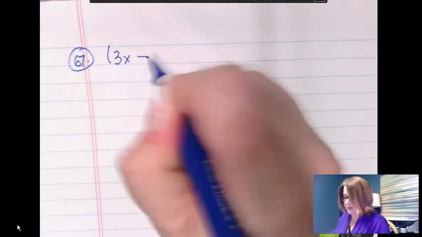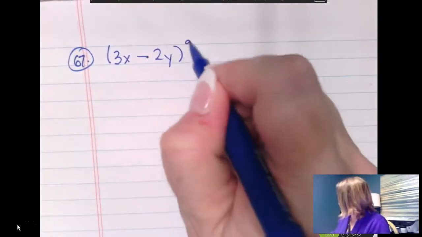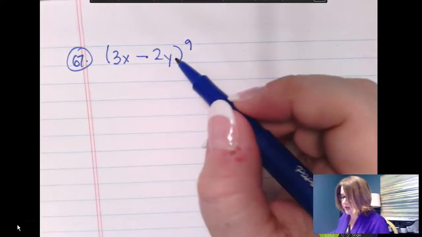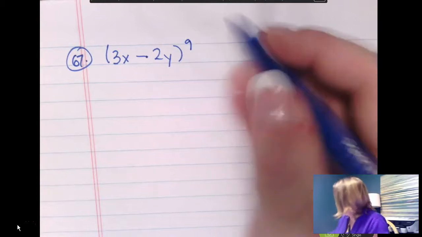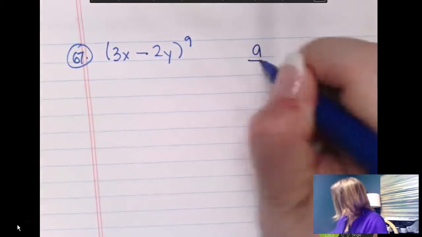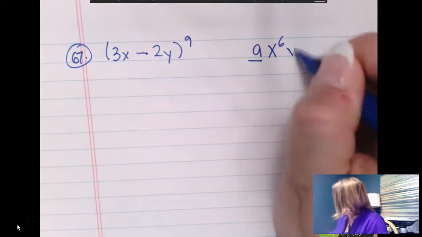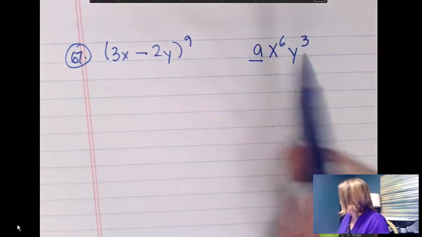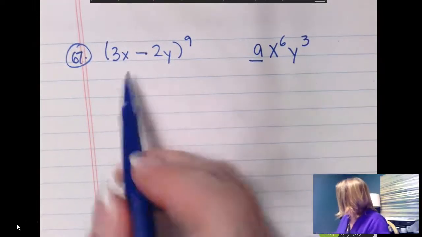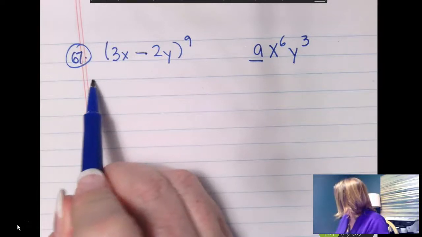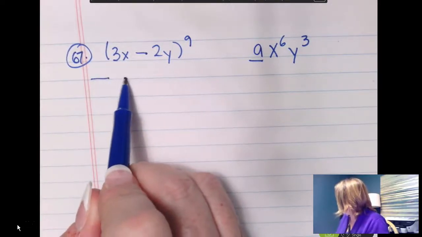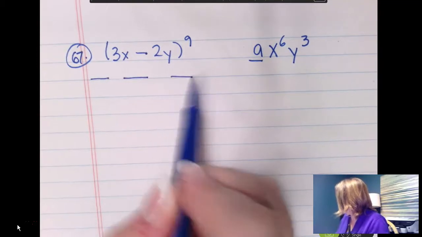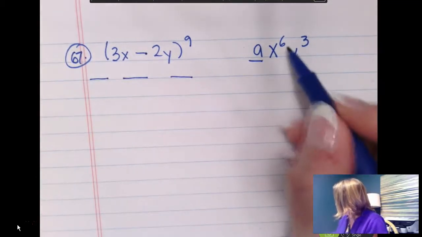we've actually got a little bit more complicated binomial here. 3x minus 2y to the 9th. And we want to find a in the x to the 6th y cubed term. So which term would that be? That would be, the first term would have x to the 9th, x to the 8th, 7th. So this would actually be the fourth term.